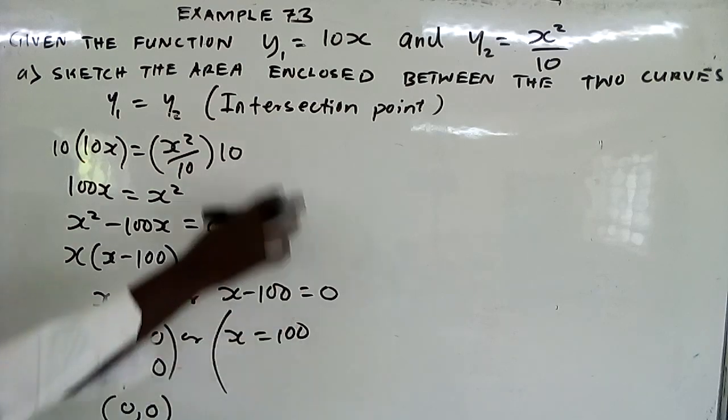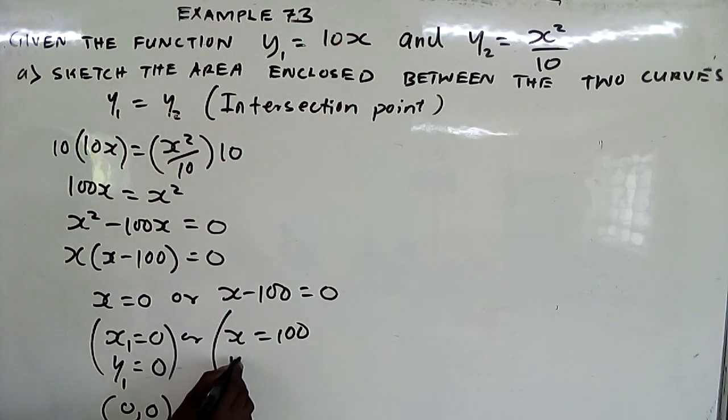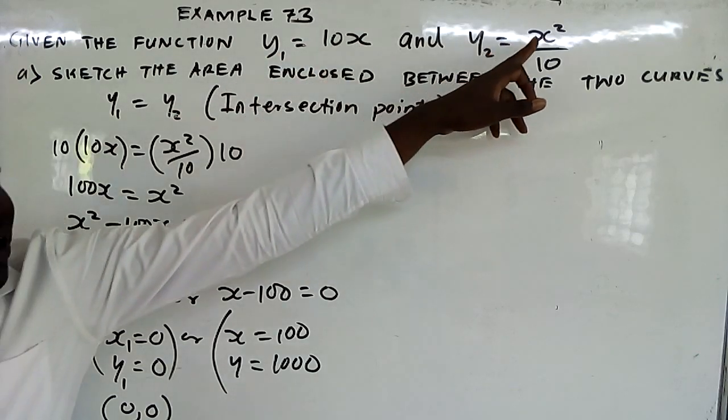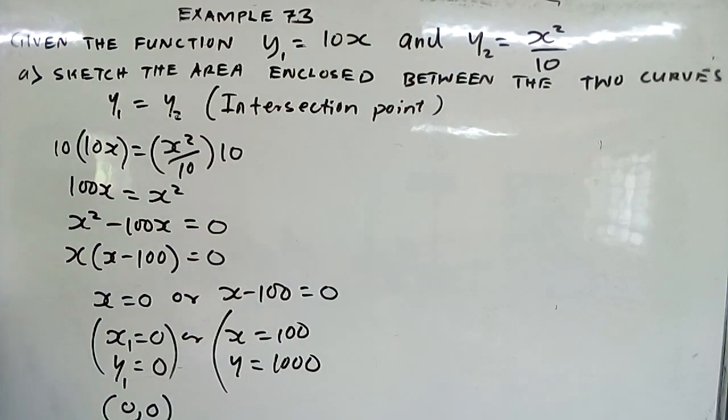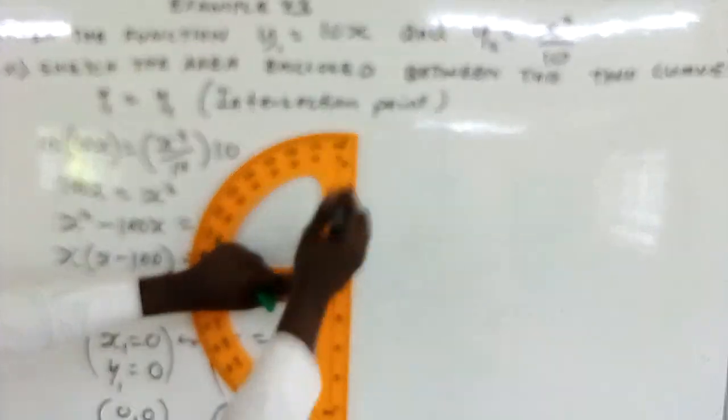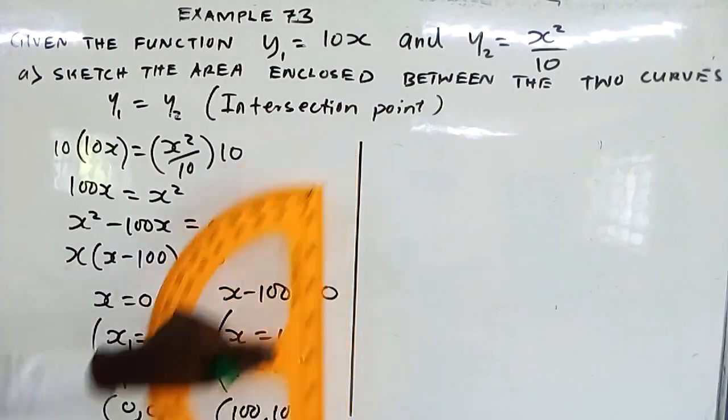When x is 100, y is what? y is 1000. 10 times 100 or 100 squared divided by 10, 1000. Now you see that? So what is the point of intersection? (100, 1000). So you have found the 2 points of intersection. Having determined the points of intersection, then you are good to go.